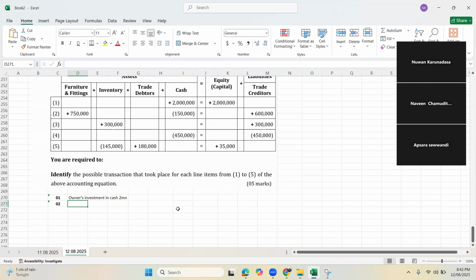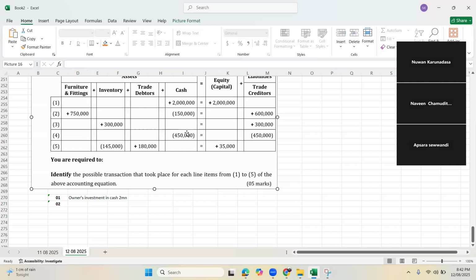Purchase of 7,500 value furniture, 6,000 on credit basis. Half is correct. Purchase of furniture 750,000. How do you make the payment? Cash paid only 150. Balance is on credit. See, the credit has increased 600. You have paid only the cash 150.